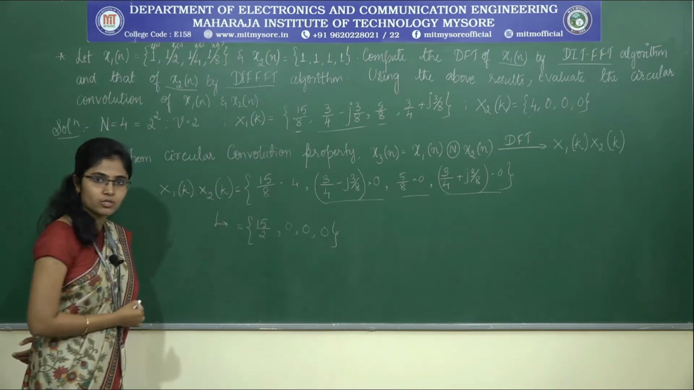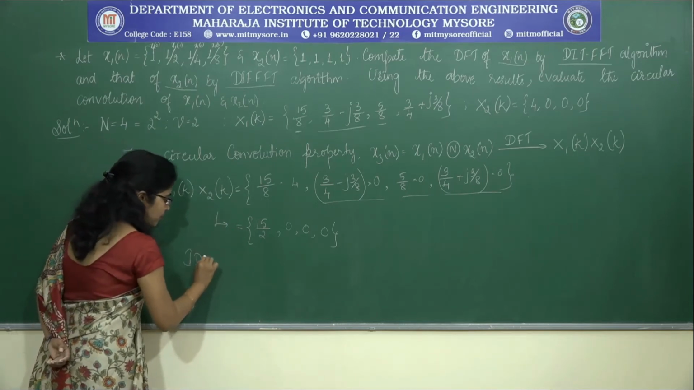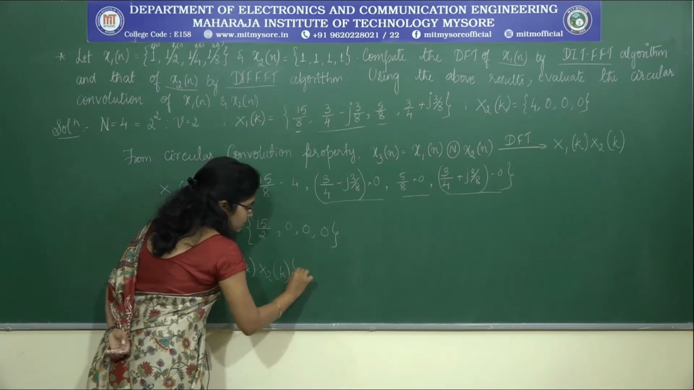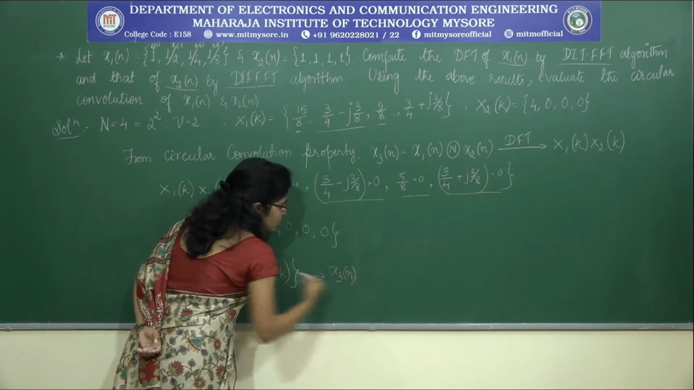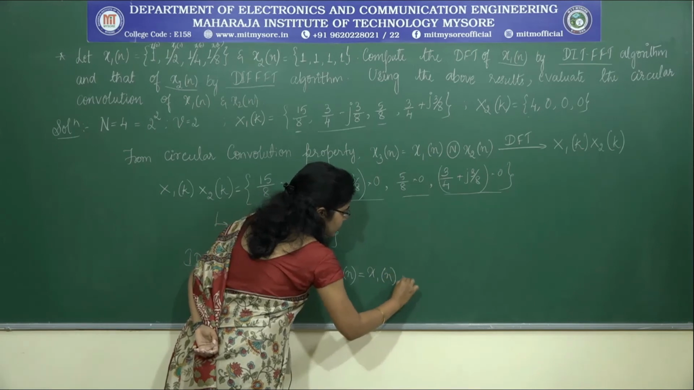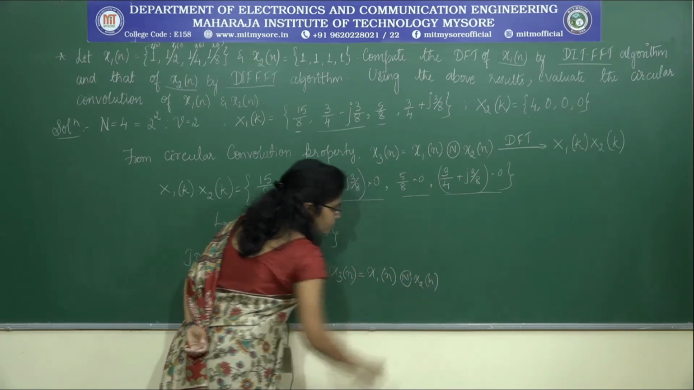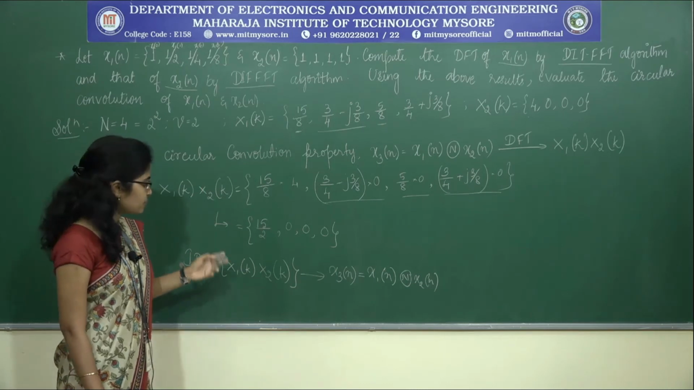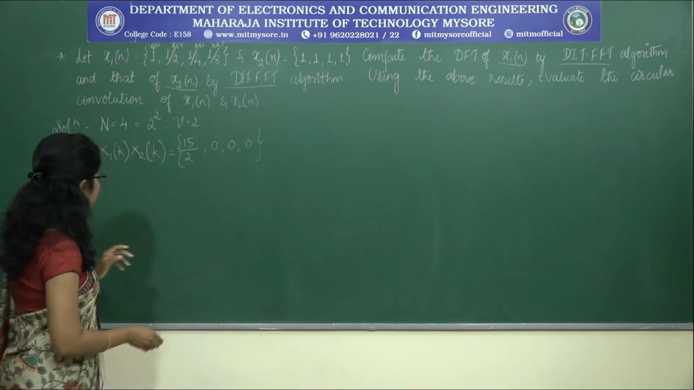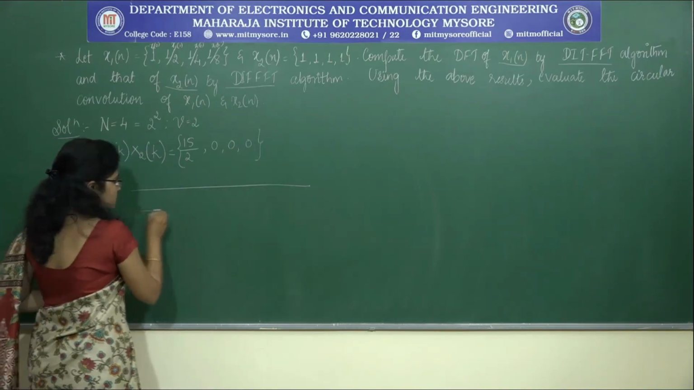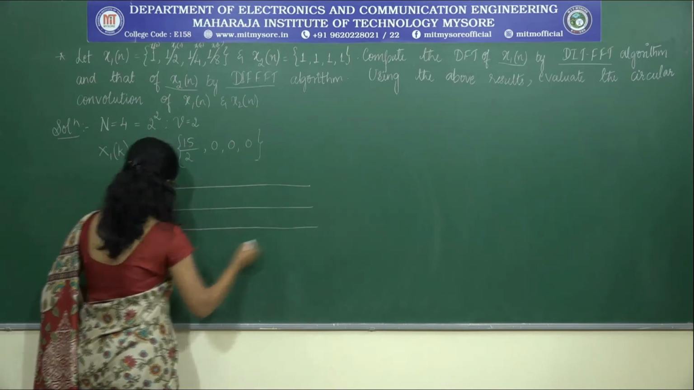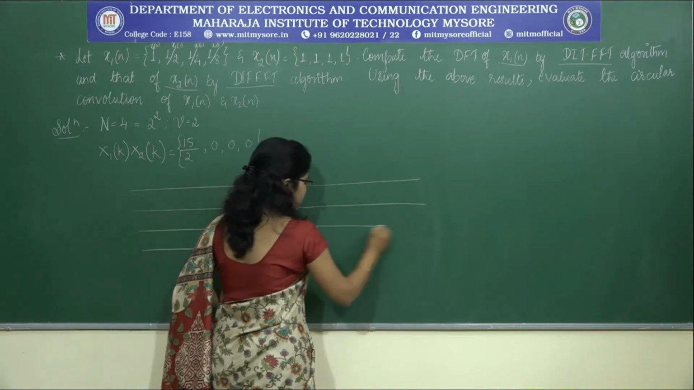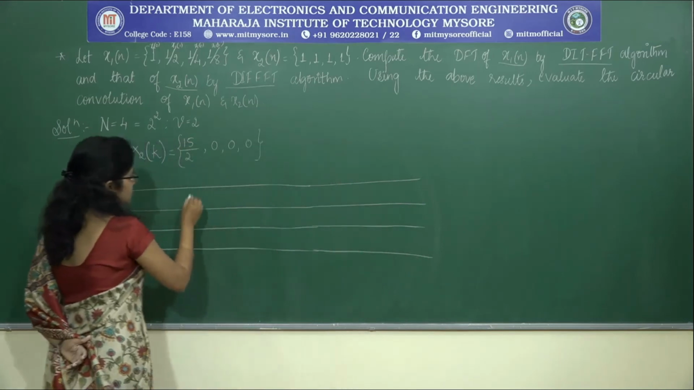Now what did I do? I found out x1 of k into x2 of k. Now what I need to do? If I apply IDFT to x1 of k into x2 of k, that gives us x3 of n, which is nothing but equal to x1 of n circular convolution with x2 of n. Okay. Now keeping this in mind, with the help of the fast Fourier transform algorithm, we will try to find out x3 of n. If I draw the butterfly structure, since we are finding out 4-point IDFT, we will be having 4 lines, and again if n is equal to 4, we will have how many stages? We will have 2 stages.